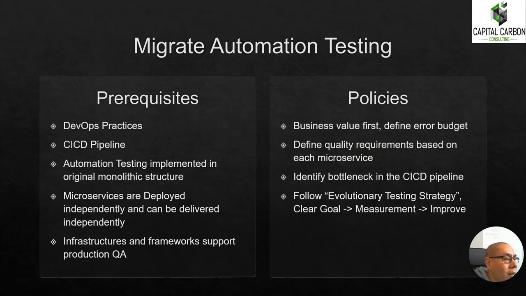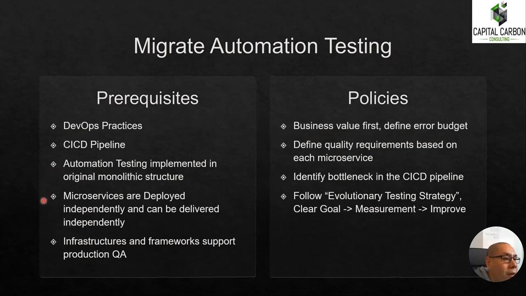Okay, and my team and I learned a lot of lessons and also got experience. Some of them I list here. Prerequisites. If you want to migrate your monolithic to microservices, you need to have the DevOps practice. And the second thing, at least you need to have the CI/CD pipeline. And the third, you need to have the automation testing in your original monolithic structure. If you don't have automation testing in the original system, don't try to migrate.